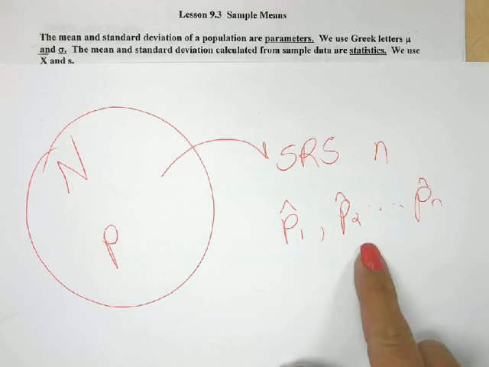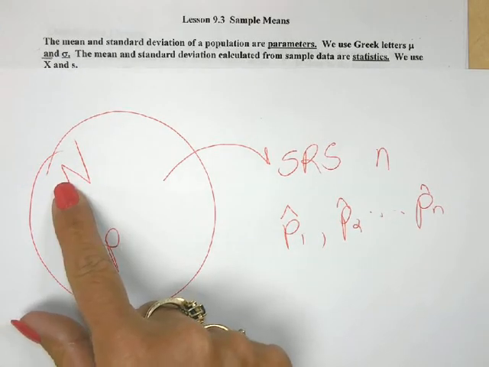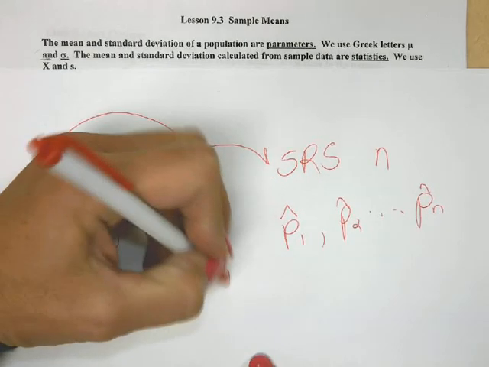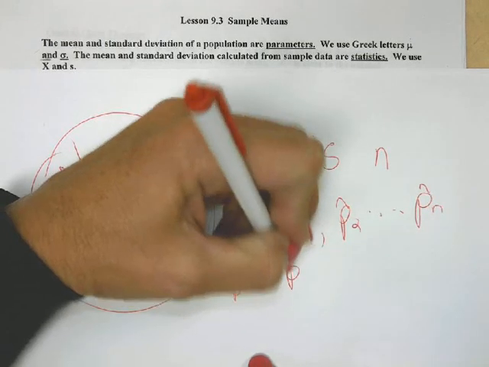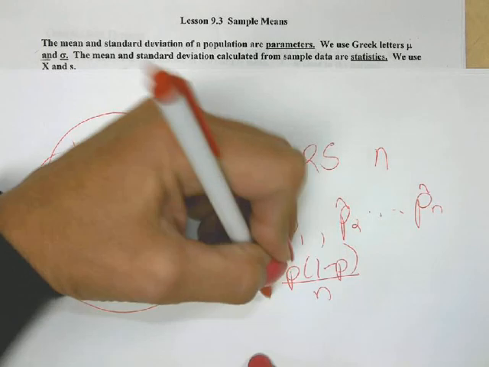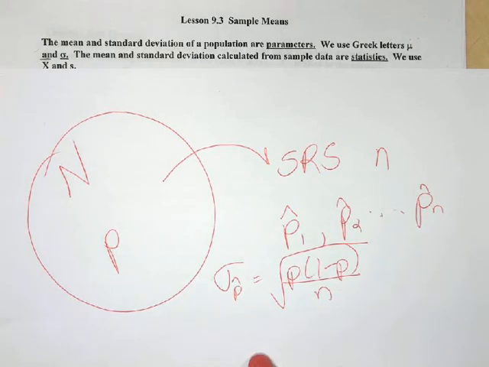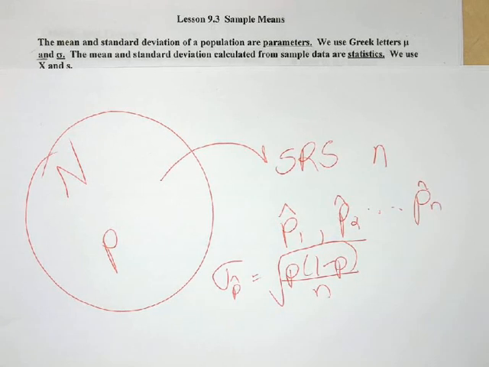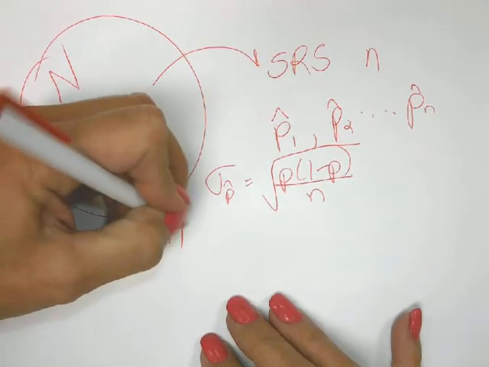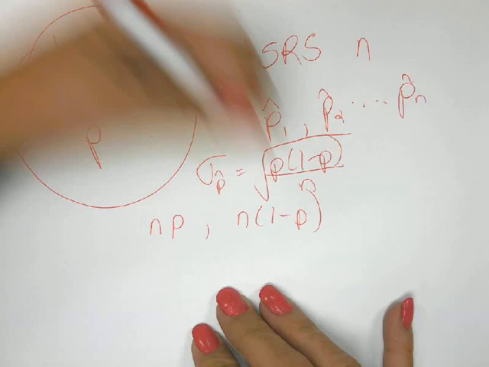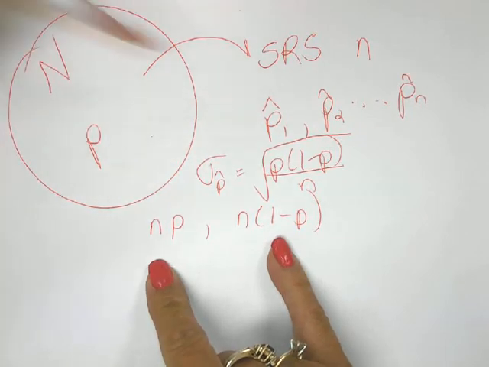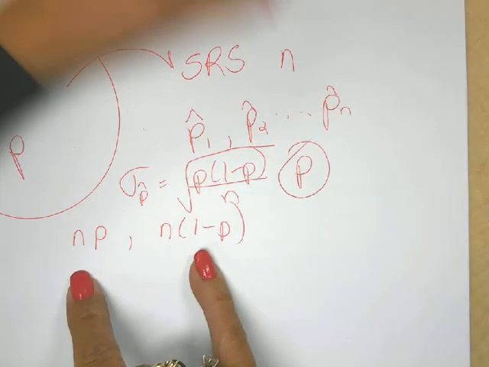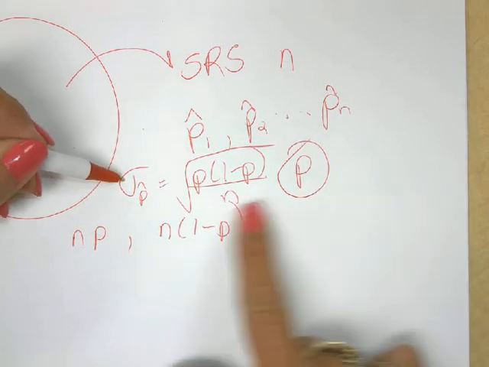We found that as long as capital N was greater than or equal to 10 times little n, we had a certain predictable standard deviation pattern: the square root of p times 1 minus p over n. And we also found that the distribution of these p hats would be approximately normal if both n times p and n times 1 minus p were greater than or equal to 10. It would center around little p, and we would have a standard deviation that could be judged based on this calculation.